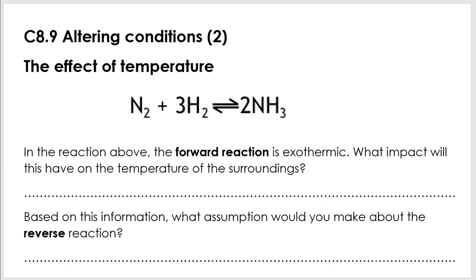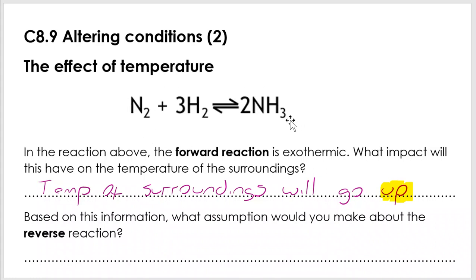What you find in an exothermic reaction is heat energy is released to the surroundings, so the temperature of those surroundings and the temperature of that closed system in a reversible reaction will go up. So what assumption would we make about the reverse reaction? Well, if the forward reaction is exothermic, we are going to assume the backward reaction is endothermic. And actually, the energy change is the same in magnitude, but the forward is exothermic, negative. The backward is endothermic, positive.